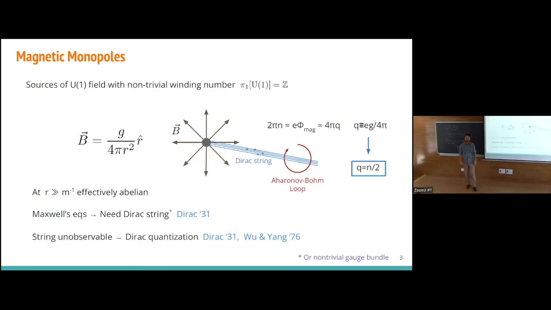And of course, there are more fancy ways to see Dirac quantization. For example, in a gauge bundle definition of the monopole, in which you see that the correct topological definition of monopole charge is the first Chern number. And I can explain more later if people are interested.